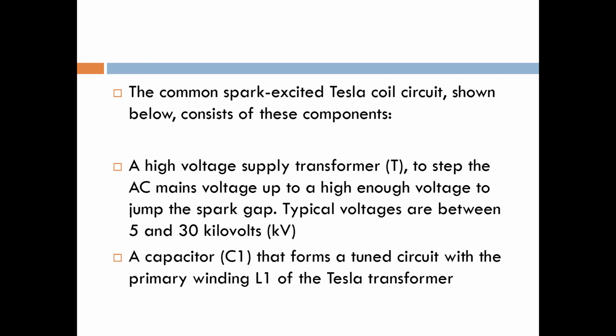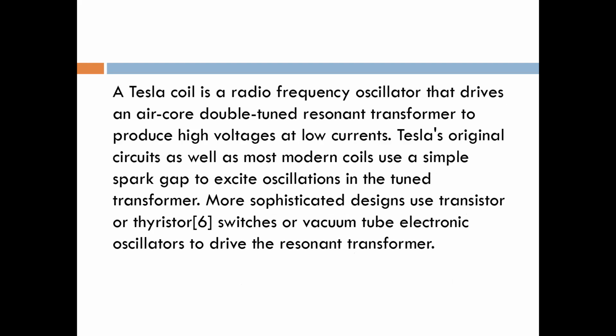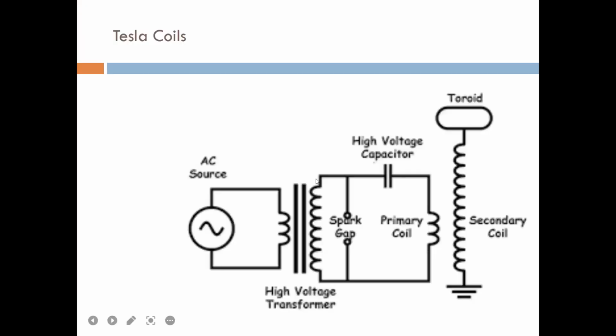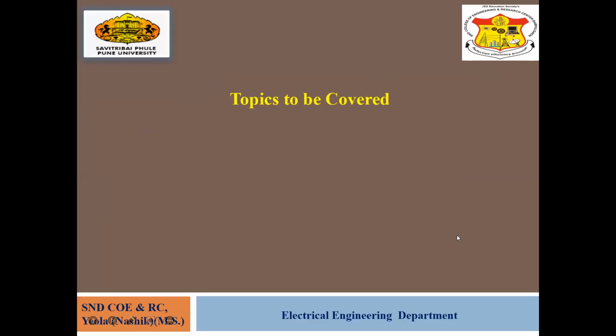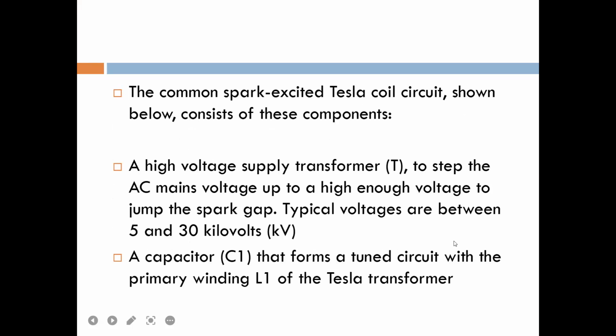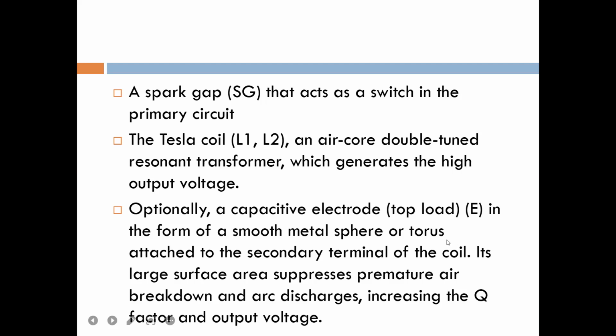A capacitor C1 forms a tuned circuit with the primary winding L1 of the Tesla transformer. As shown in the diagram, this is L1 and this is L2. The primary winding coil is considered to have a higher inductance compared to the other. So this is L1 and this is L2. The air core double tuned resonant transformer will generate the high output voltage.